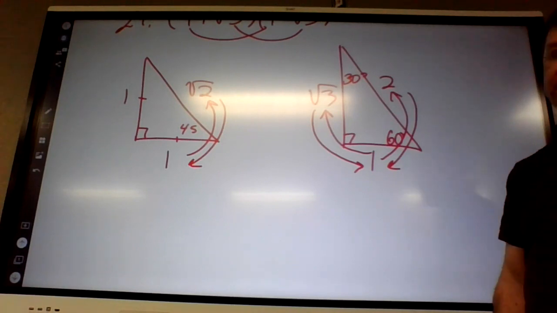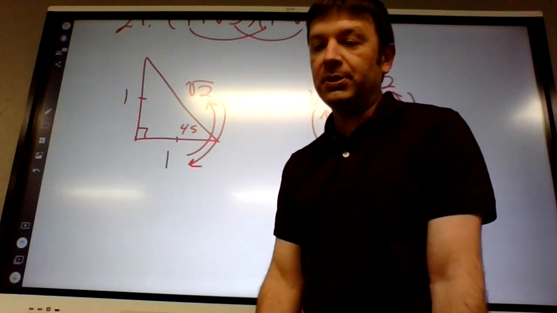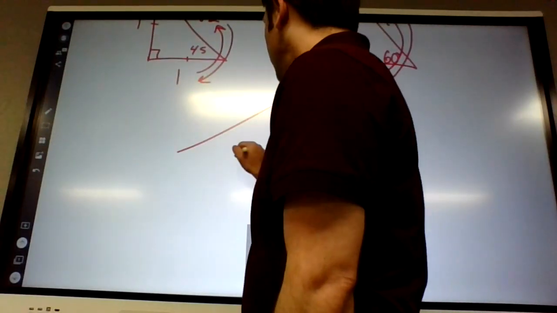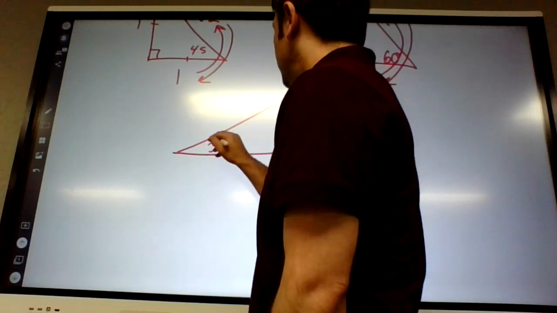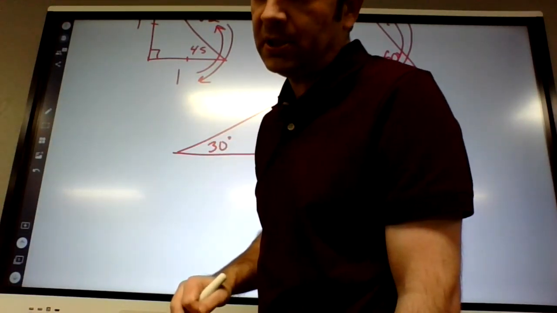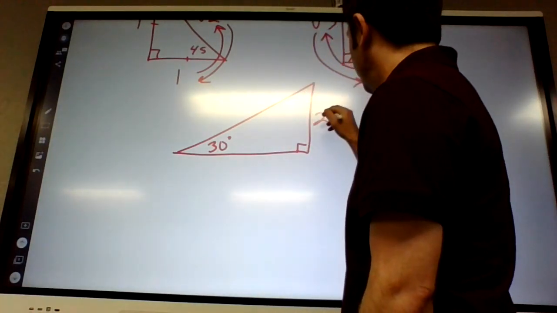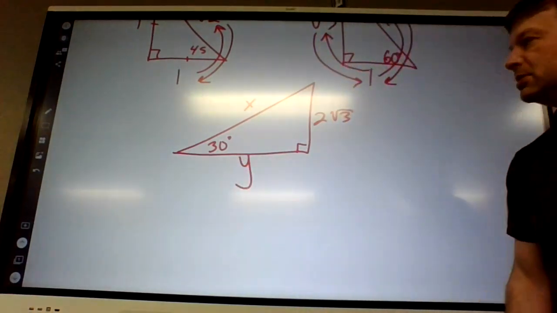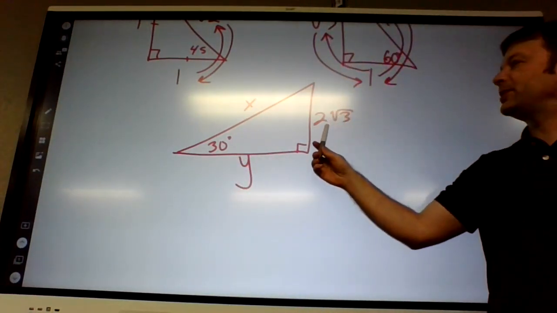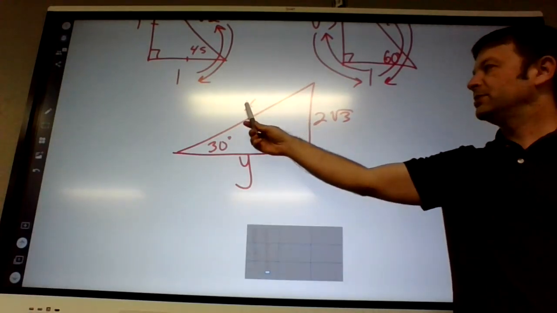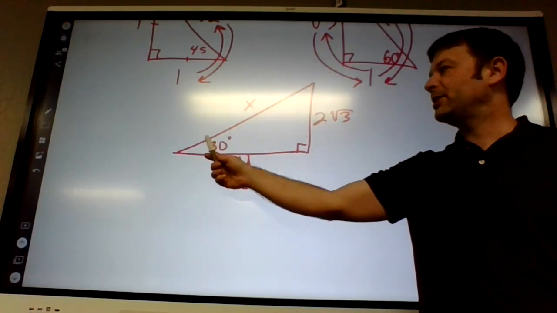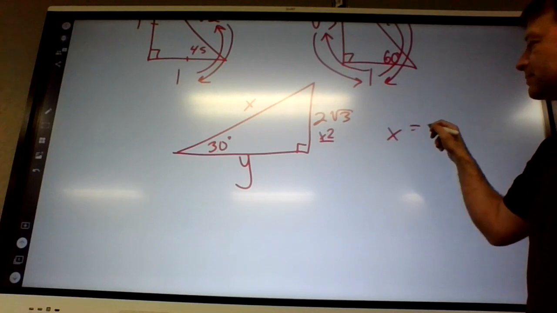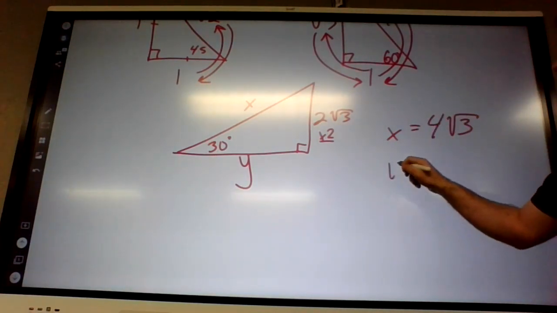Alright, got it? So on 29, we have a 30, 60, 90 lying down. So this is 30. They give us the short leg, 2 square root of 3, and we're supposed to find x and y. Let's start with x. How do we go from the short leg to the, what side is this? Hypotenuse. Times 2. What's 2 square root of 3 times 2? 4 square root of 3. Okay, that's the hypotenuse.